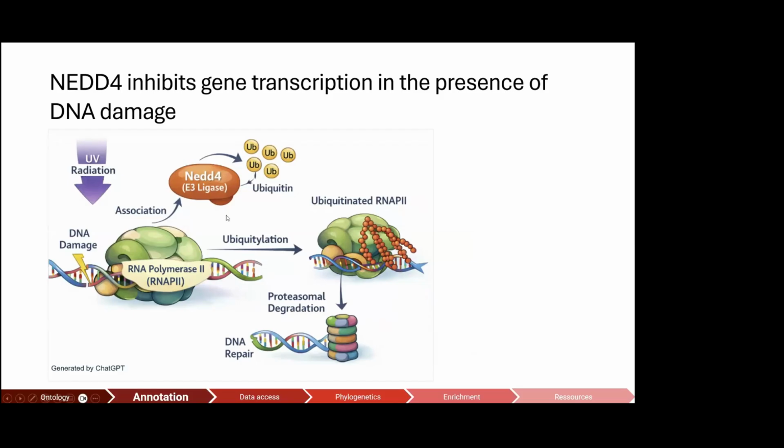So if you look here, once you get UV radiation, for instance, and DNA damage, you have association of NET4 with the RNA polymerase 2. So NET4, once again, will ubiquitinate the RNA polymerase 2, and it will be degraded by the proteasome. So once again, it's another biological process. And what's interesting, you saw the first two times it was in the plasma membrane, and this time it occurs in the nucleus.